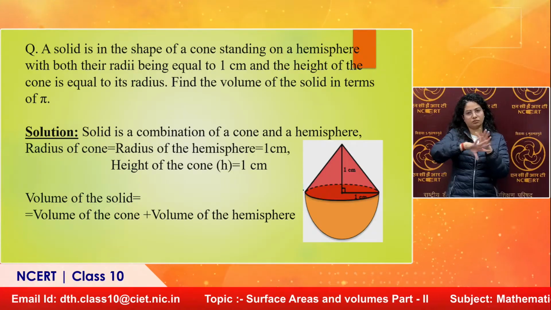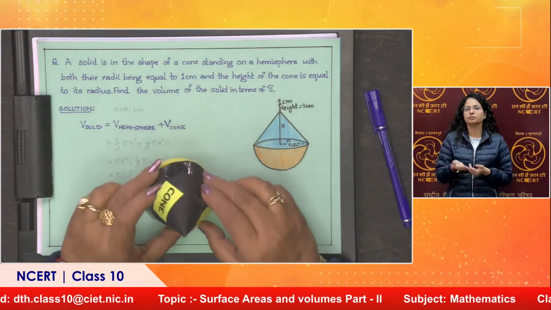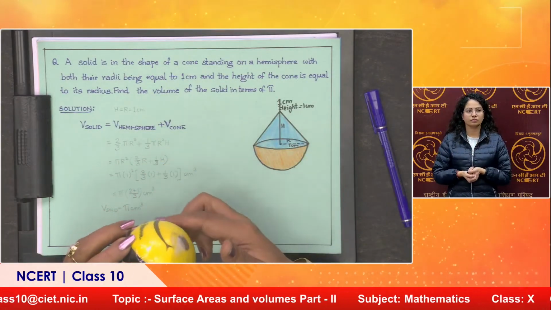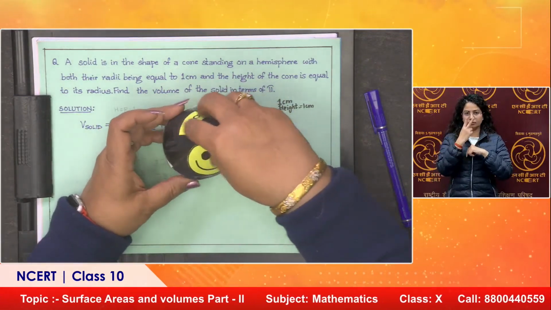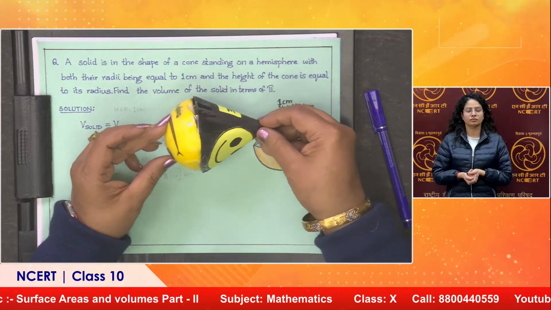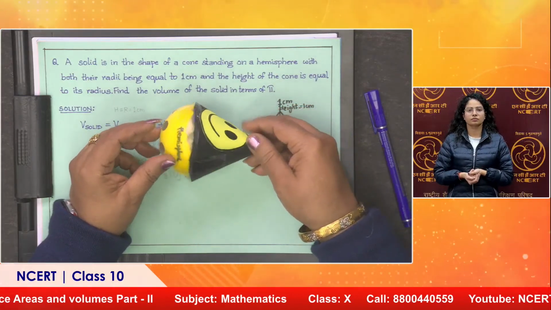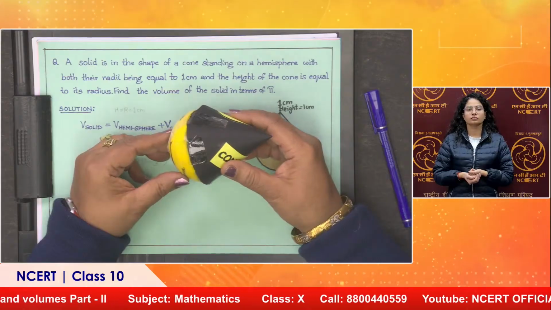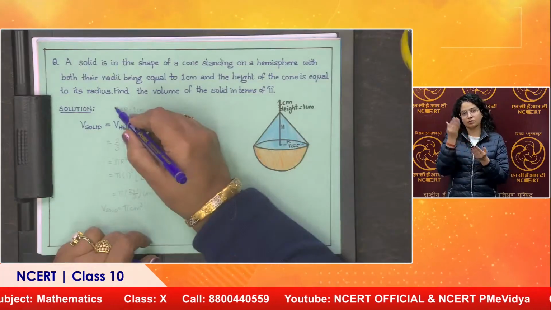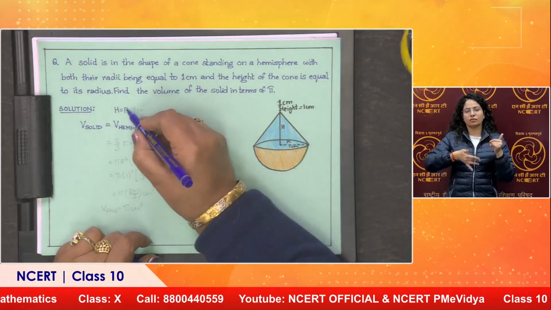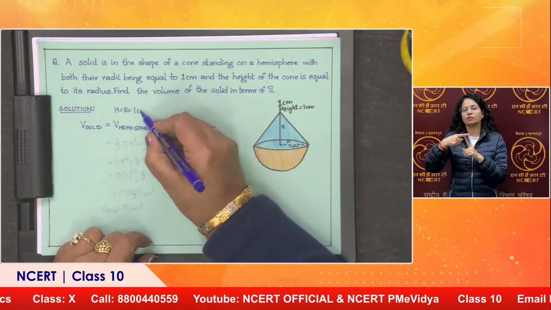I can show you the model, children, here. Can you see? This is the hemisphere, and this is the cone which is attached to its surface. I think this makes it more visible. So we will be calculating the volume of this solid. So let us solve it here. As we know, we are given the height and the radius both are equal to 1 centimeter.